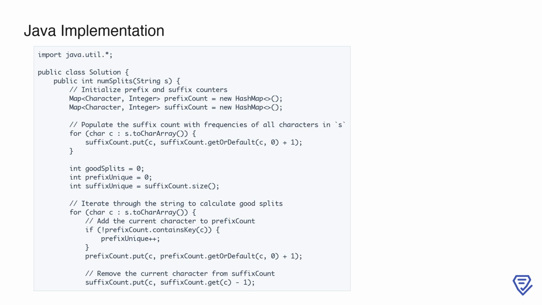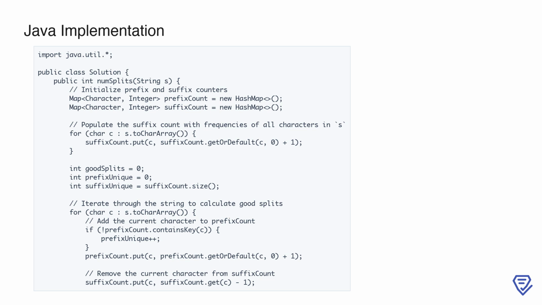Next, we populate the suffix count map with the frequency of each character in the input string S. This ensures that before we start splitting the string, we have a complete count of all characters in the suffix. We also initialize a counter, good splits, to track the number of valid splits, and two variables, prefix unique and suffix unique, to store the count of unique characters in the prefix and suffix respectively. Initially, prefix unique is set to 0 since no characters are part of the prefix yet, while suffix unique is initialized to the total number of unique characters in the string.